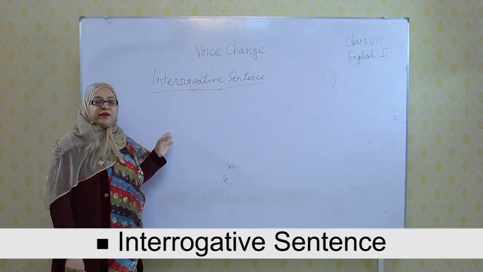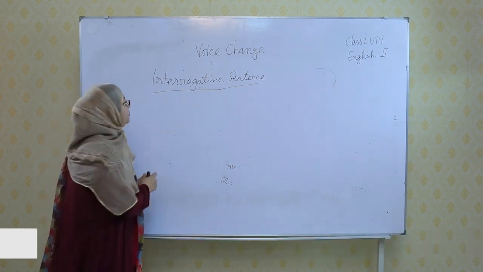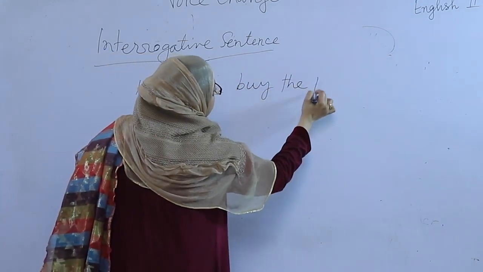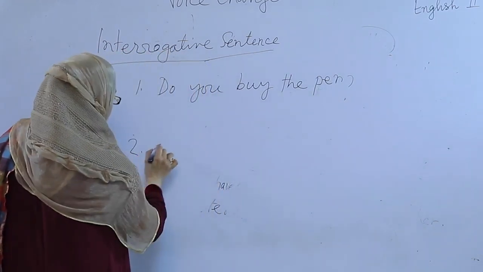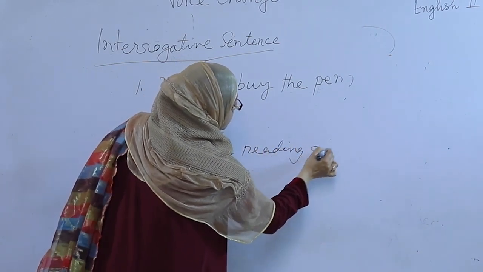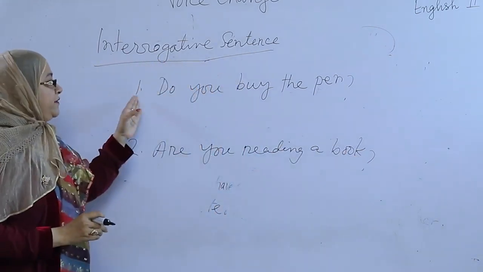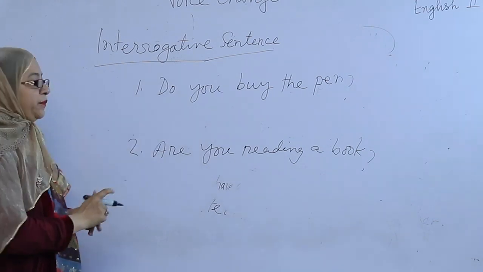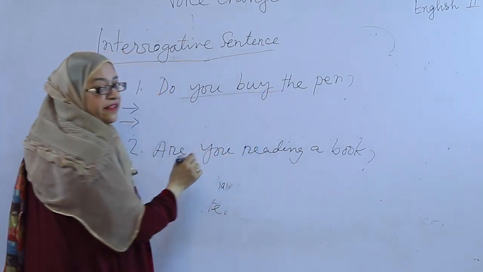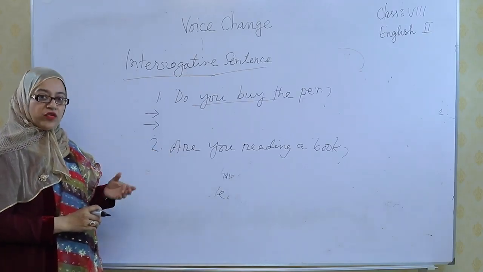Now we use some interrogative sentences and how we can turn them into passive. Look at the board. This is an interrogative sentence: Do you buy the book? If you turn it into passive, at first you make the sentence an assertive sentence. If you turn it into an assertive sentence, then it is very easy to change it into interrogative.